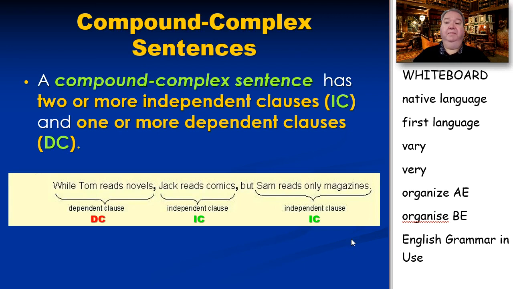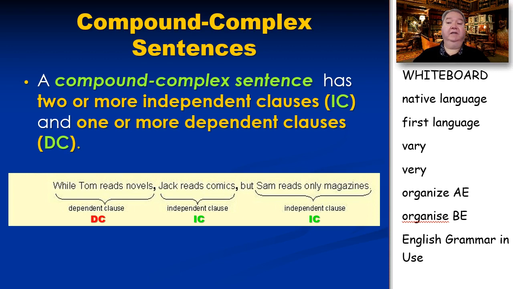So last time we looked at simple sentences, one subject, one verb, or one independent clause. Let me say that. One independent clause. We looked at compound sentences, independent clause plus an independent clause. And then we looked at complex sentences. Complex sentence has an independent clause plus at least one dependent clause. So that made it complex.